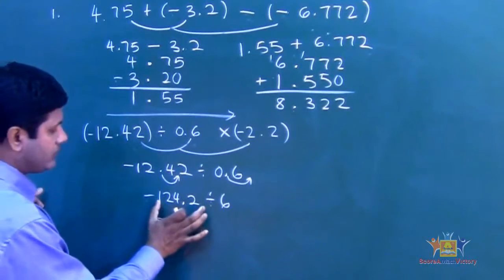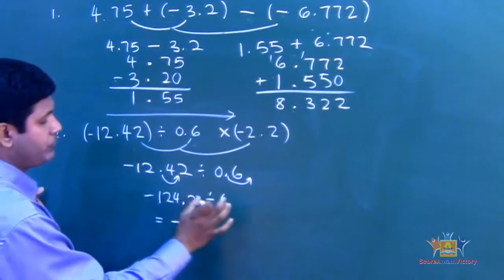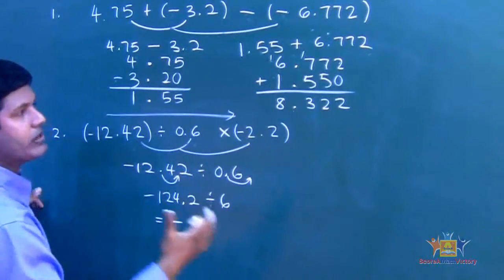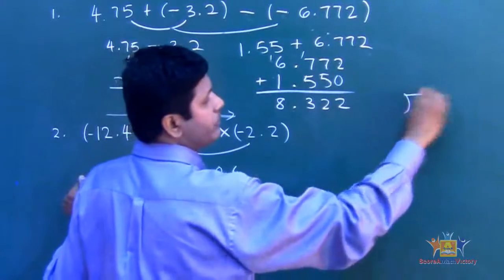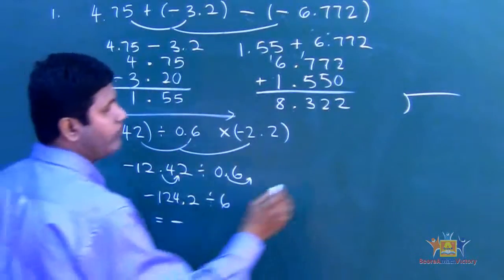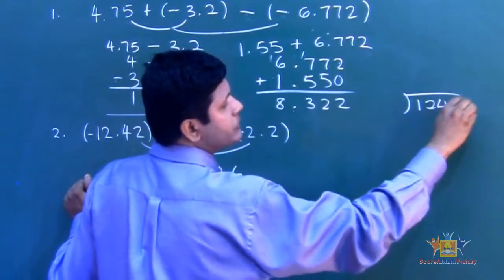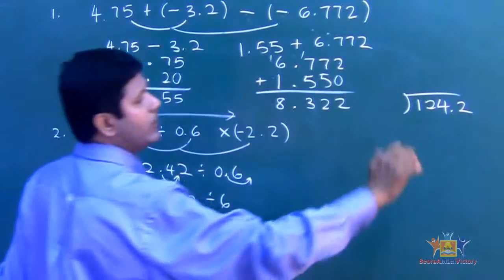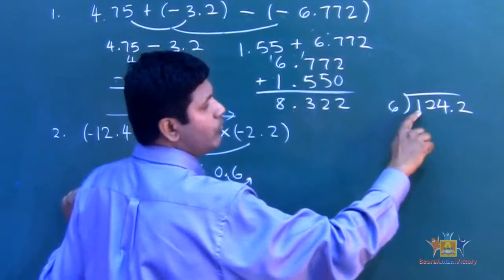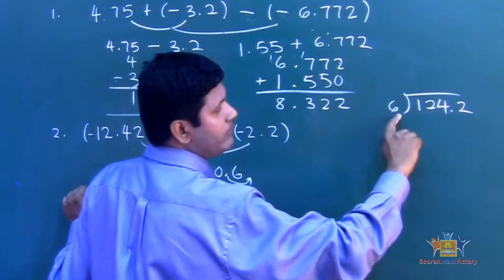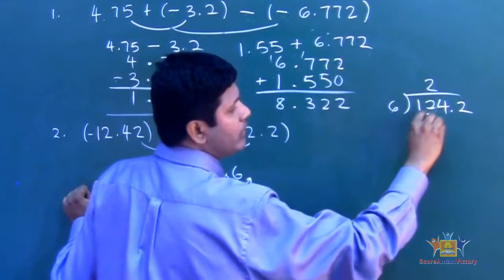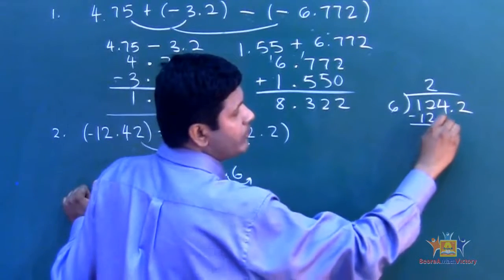Now we're just going to take 124.2 divided by 6 into the long division, okay? So we're going to use the cage approach. So 124.2 I'm going to put inside the cage, and 6 I'll put outside the cage. 1, I cannot go to the next digit. 12, how many 6? 2. 2 times 6 is 12. Minus, give me 0. Bring 4 down.